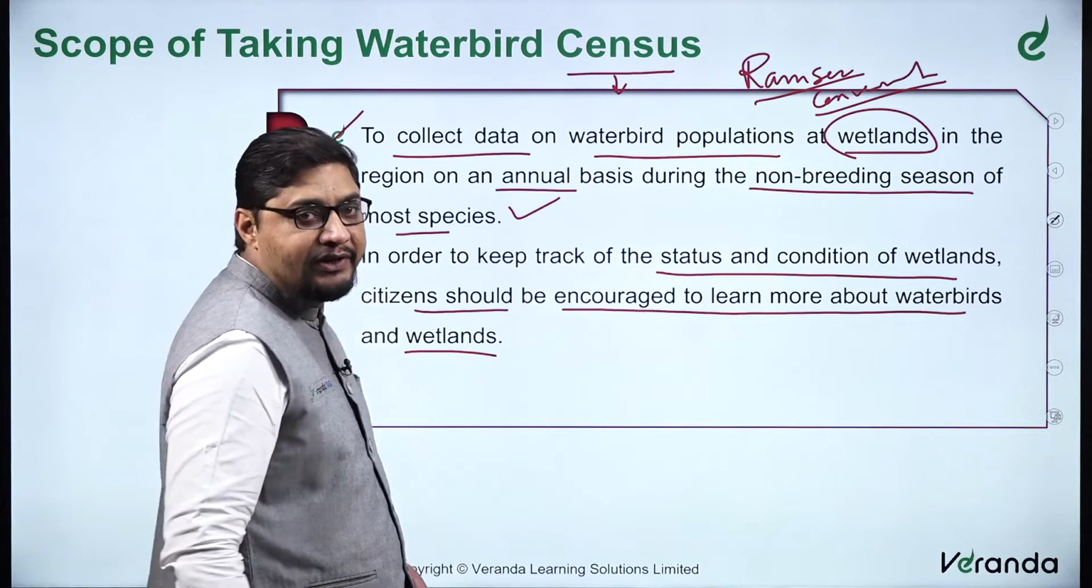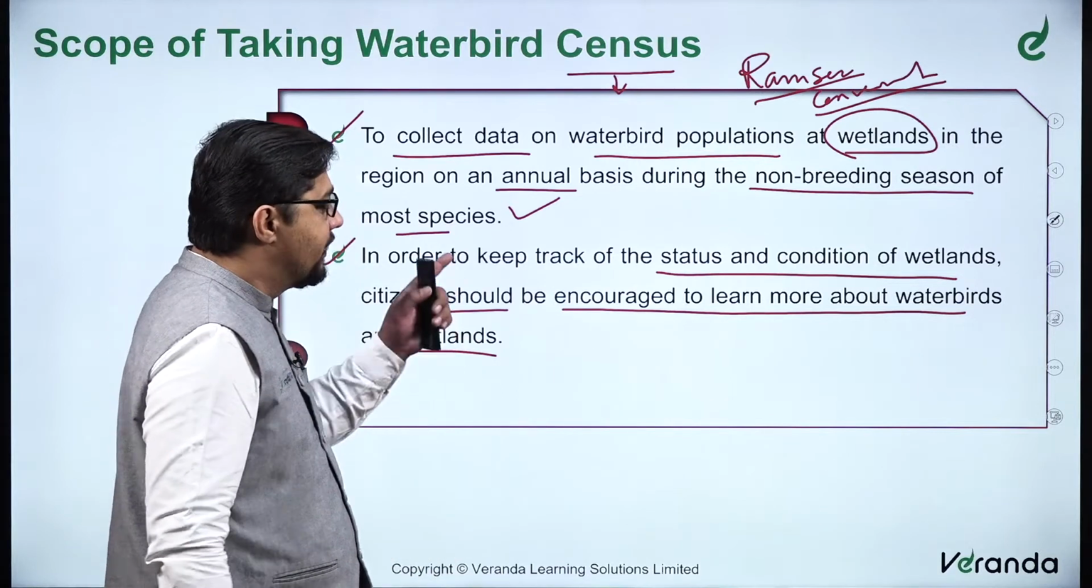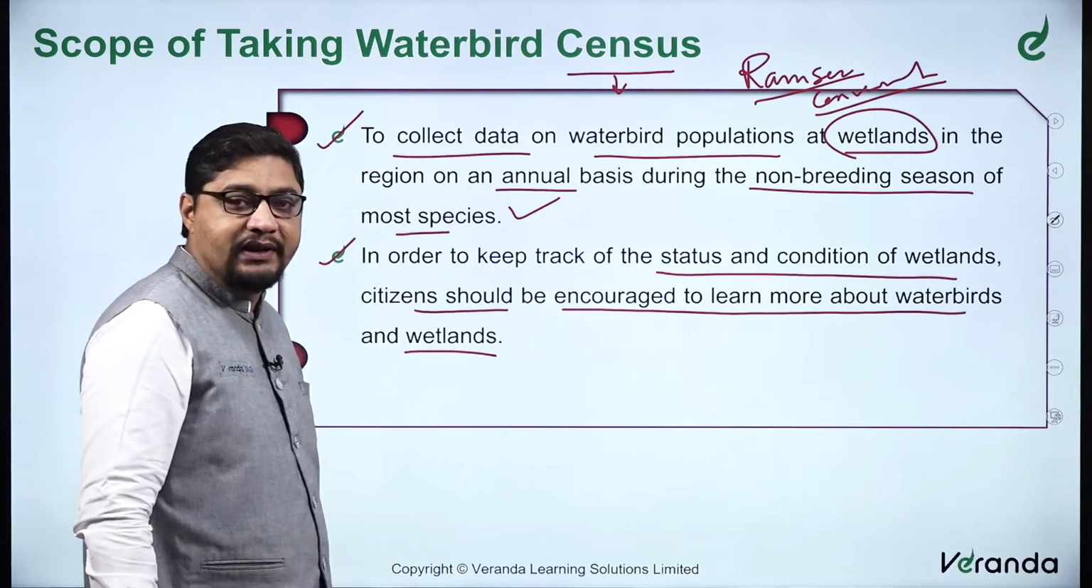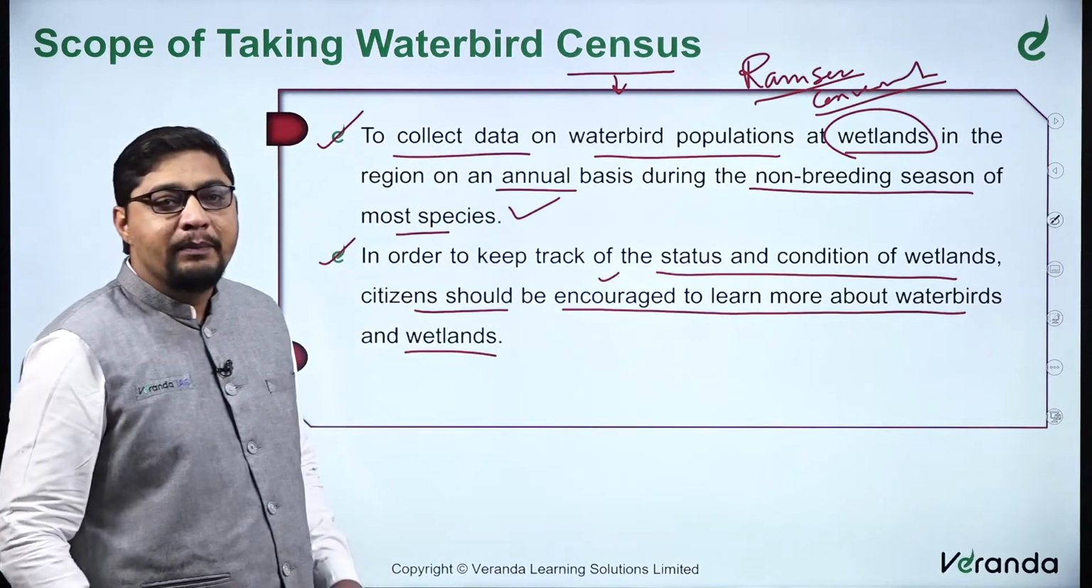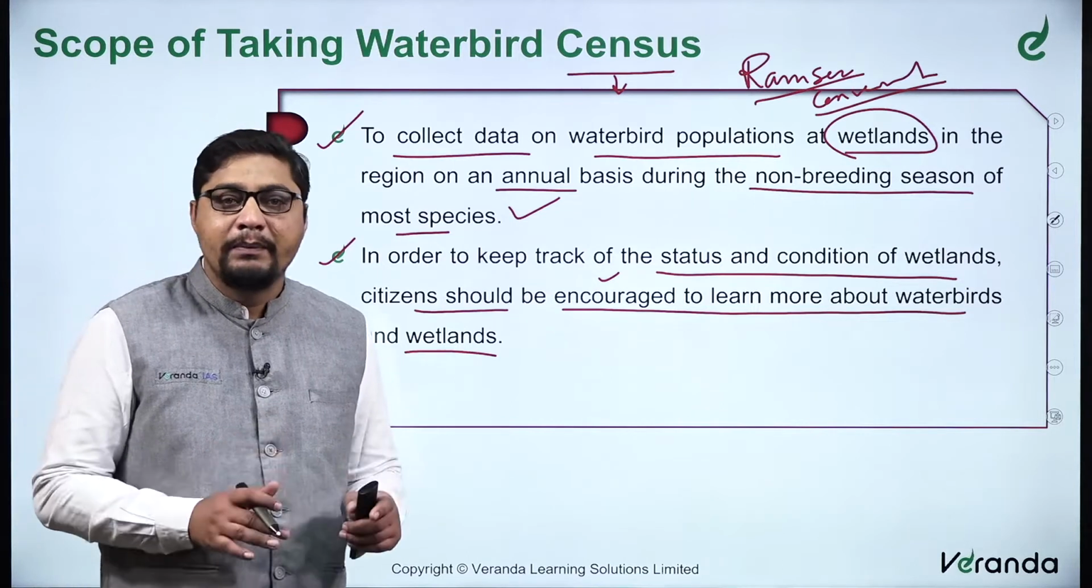We have the Ramsar Convention in that context. So it is important to keep track of the status and condition of the wetlands. And again, in the environment, people play a very significant role. How do they play a very significant role?